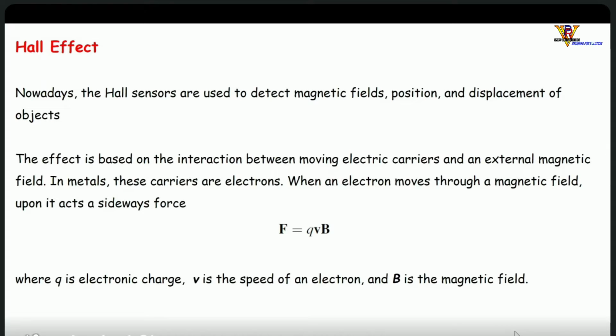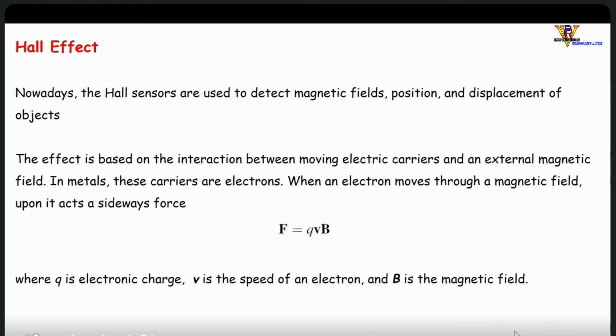The Hall effect is based on the interaction between moving electrical carriers and an external magnetic field. Suppose we have an external magnetic field and the charged particles are moving in it. Because of this magnetic field, they deviate from their paths. Moving charge constitutes the flow of current, so when they deviate from their path, definitely there will be deviation in the flow of the current. In fact, the Hall effect is based on this phenomenon.